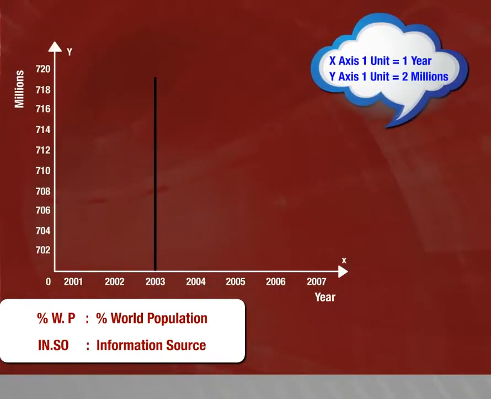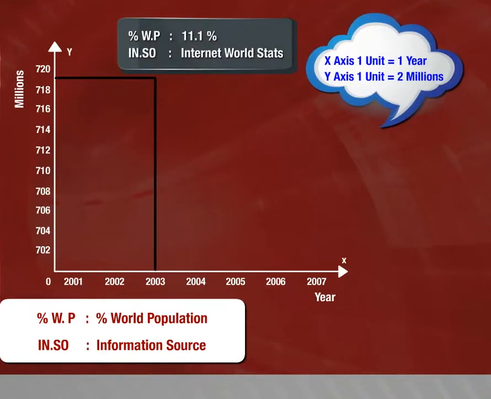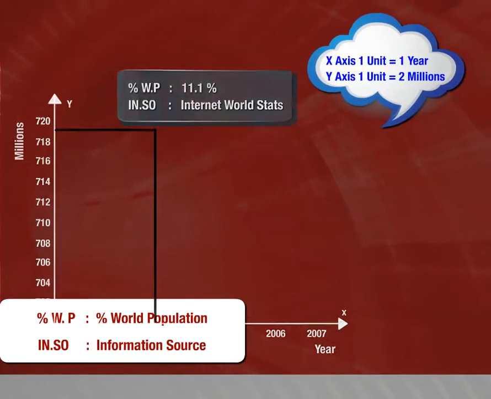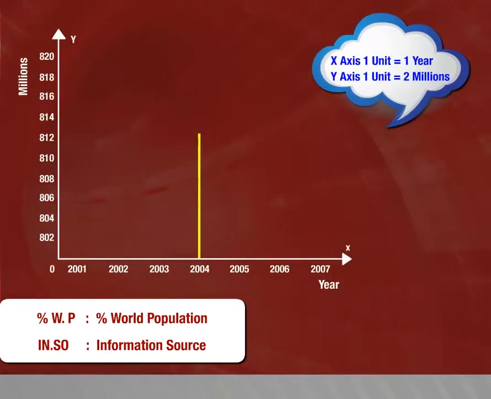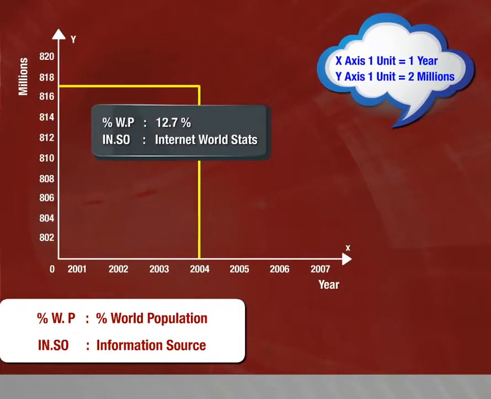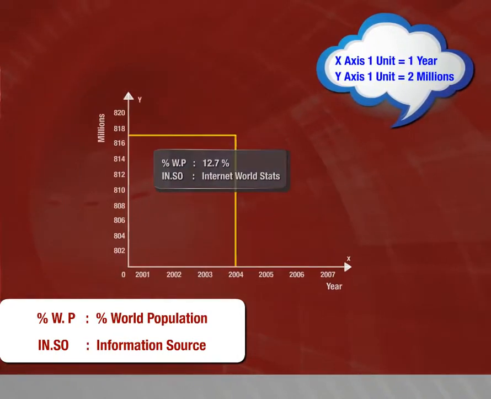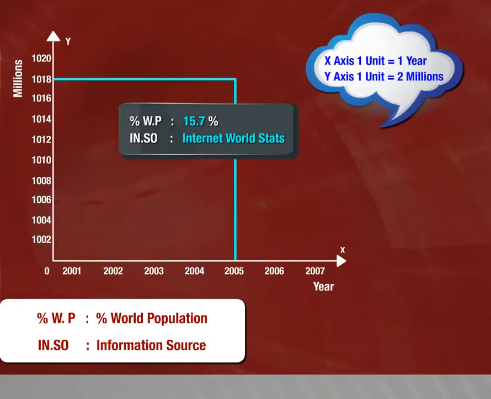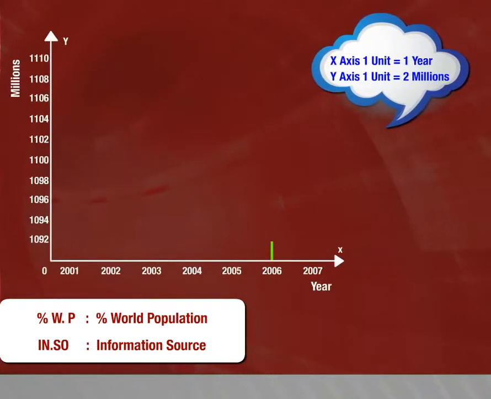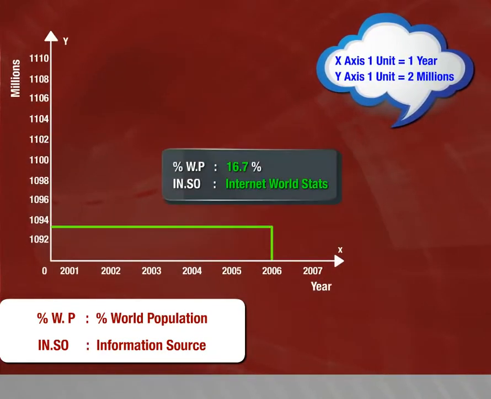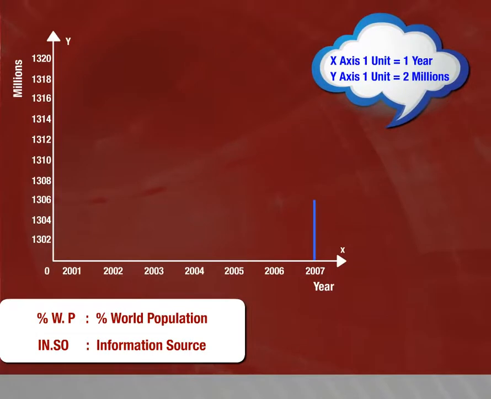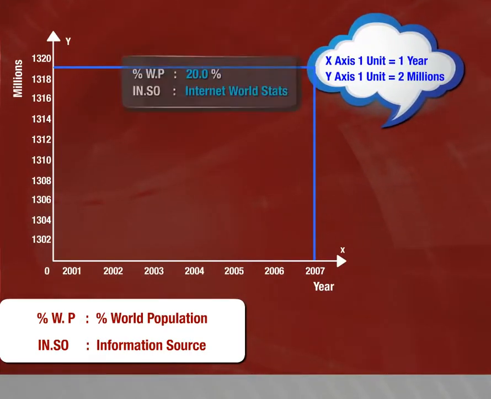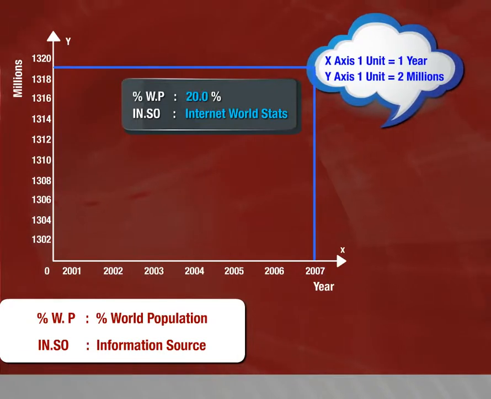December 2003, 719 millions, 11.1%. Internet World Stats. December 2004, 817 millions, 12.7%. Internet World Stats. December 2005, 1018 millions, 15.7%. Internet World Stats. December 2006, 1093 millions, 16.7%. Internet World Stats. December 2007, 1319 millions, 20.0%. Internet World Stats.